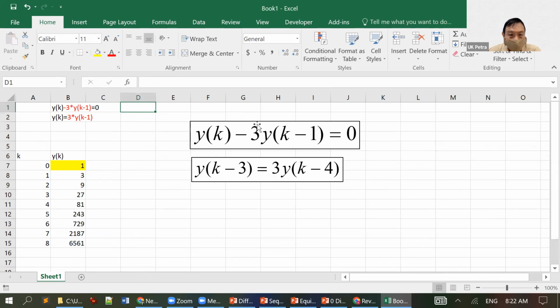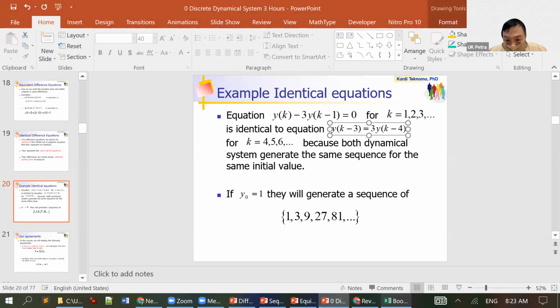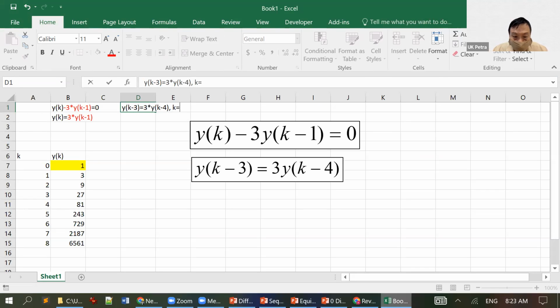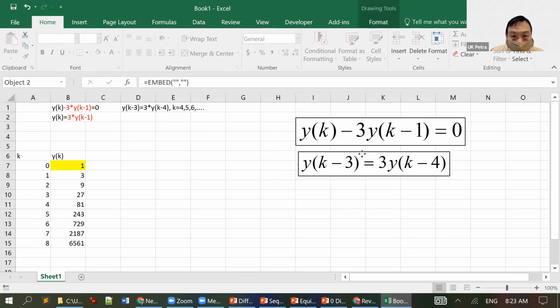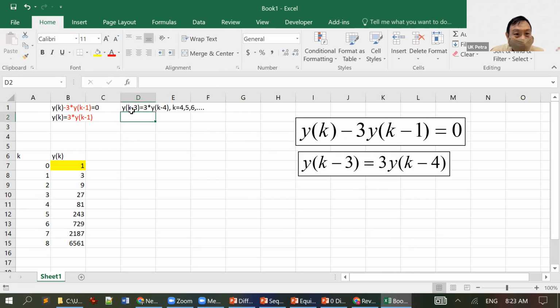Oh, I have the second equation: y_{k-3} equal to 3 times y_k minus 4. Okay, k is what? k equal to 4, 5, 6, 7, and so on. So again, if you have this, what you will do, this is already in the form of y_{k-3}, right? So I will use exactly the same.